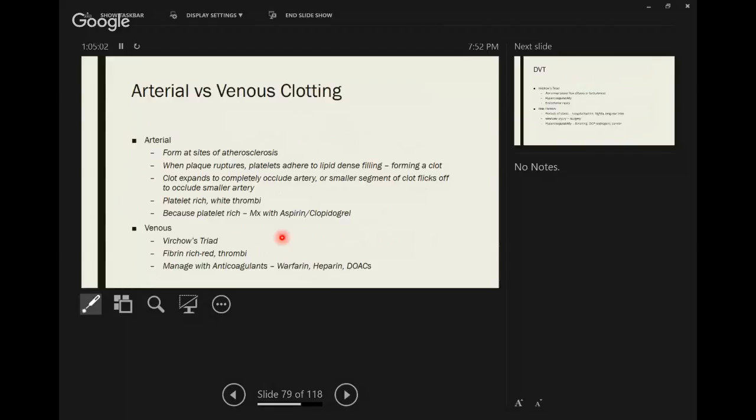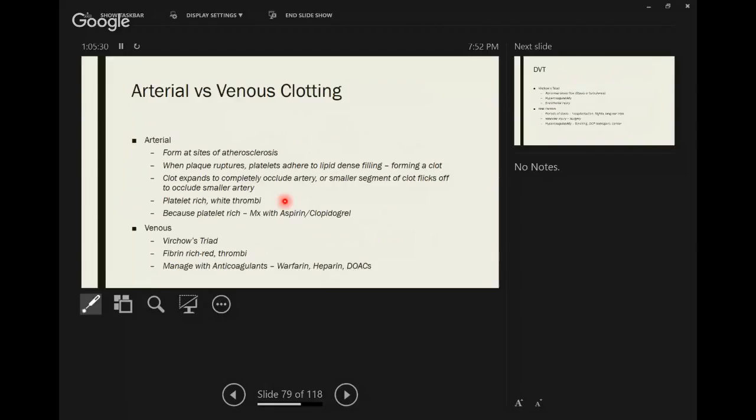Arterial clots form at the site of an atherosclerosis. When a plaque ruptures, the clot is really platelet dense with a bit of fibrin, and it forms up. Either it includes the entire artery, or a bit flicks off and blocks a smaller artery. That's what happens in a heart attack. They're platelet rich, they're called white thrombi, and you manage them with antiplatelets, so aspirin and clopidogrel.